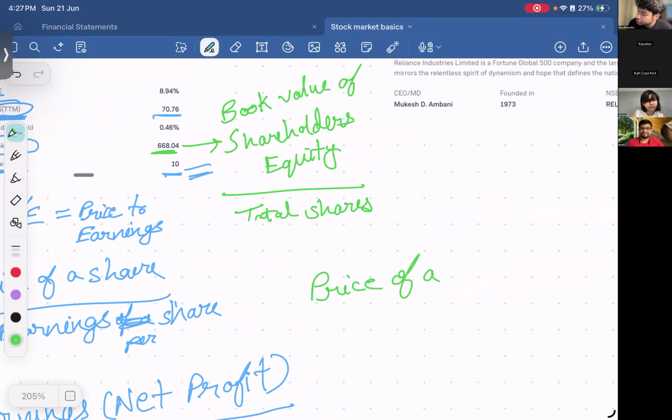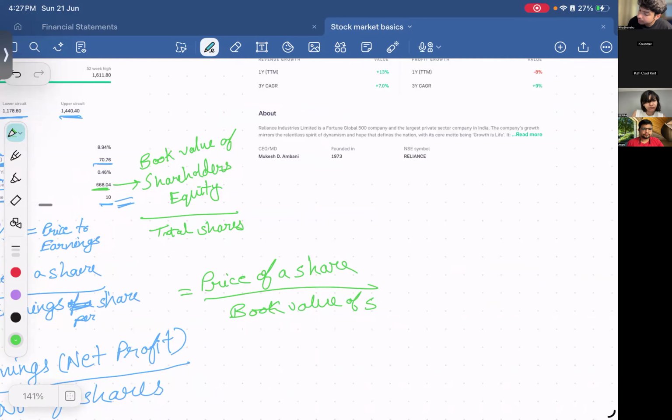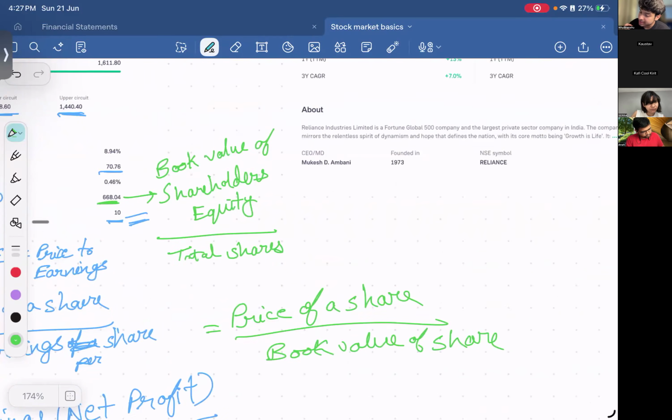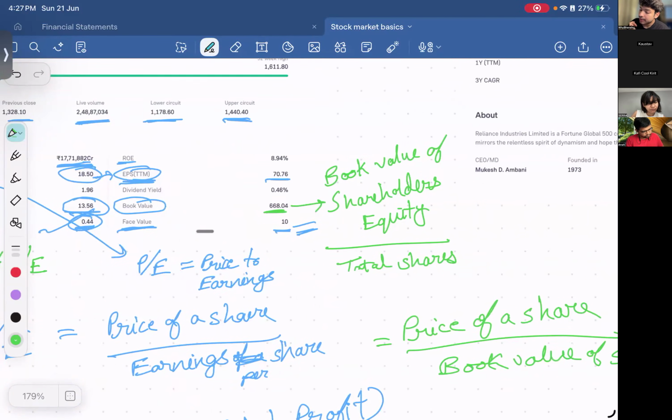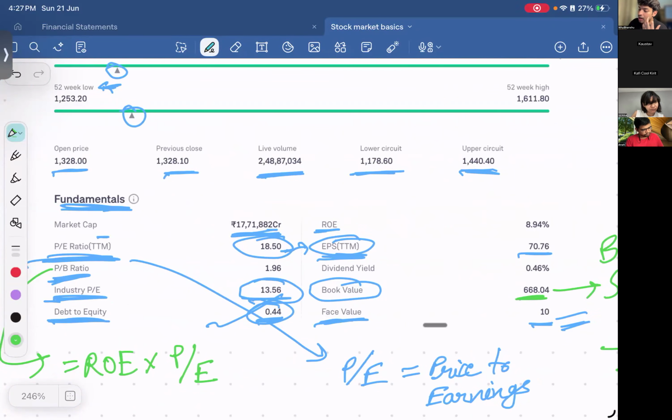Price of a share divided by the book value of a share. Because the next module is my favorite, which is where we talk about VCs. This is technicalities, but it's important to know this. Price of a share divided by book value of a share, right? So now the book value comes around 668, price comes from the market. It tells us कि on actual equity, how much is the share valued at?